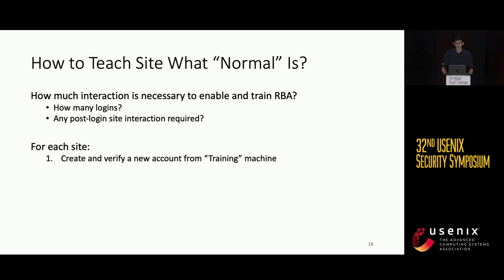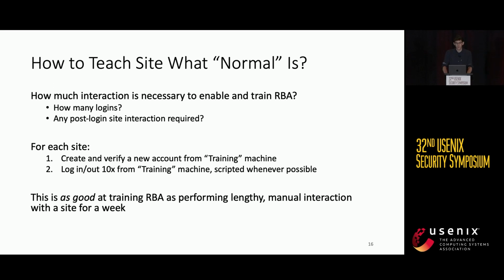For each site, we create and verify a new account from our training machine, then simply log in and out of that account 10 times from the training machine, scripting that login with a modified version of Puppeteer whenever possible. What we found is that this is actually as good at training RBA as performing lengthy manual interaction with that site for a week. Essentially, if we just do this simple login, logout process 10 times, then the site's response to a subsequent suspicious login is the exact same as if we'd done everything manually and added substantial account history. And we confirmed this through an experiment with 50 random sites from our set.